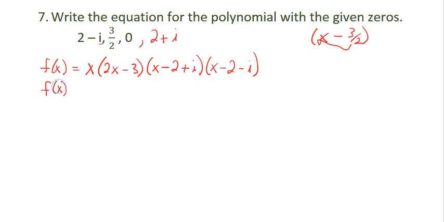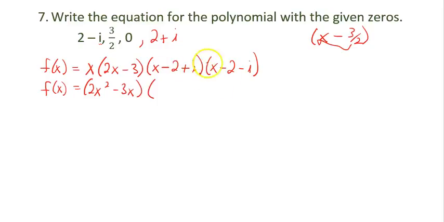Again, I can only multiply 2 things together at once. I'm going to go ahead and distribute the x through the first parentheses. You don't distribute it through all. I can just distribute it through 1. So that'll give me 2x squared minus 3x in that first parentheses.